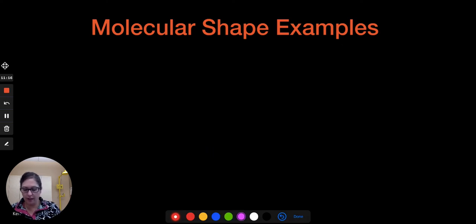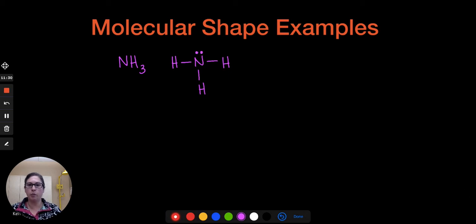All right, we're going to do a couple more. So let's go back to that NH3. So now we have N bonded to 3 hydrogens, and nitrogen has a lone pair of electrons on it. Okay, here's where it starts to get different, because we have 1, 2, 3 bonds, but we have 4 regions. So we have 1 region that's unbonded. Okay. And so if we have 4 regions and only 3 of them are bonded, then that means we have a trigonal pyramid.